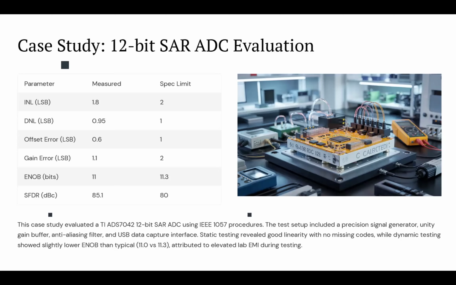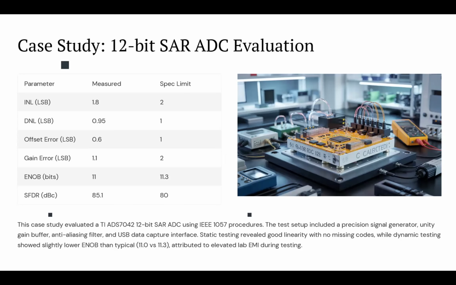Now we move forward to set up the test. How do we set up the test? Based on the IEEE 57, we set up the test equipment. We need a signal generator to create the input, based on what we want to measure for the SAR ADC. We need a unity gain buffer, which makes sure that the signal source can drive the ADC input cleanly. Okay, we need an anti-aliasing filter to remove the high frequency noise from the input.